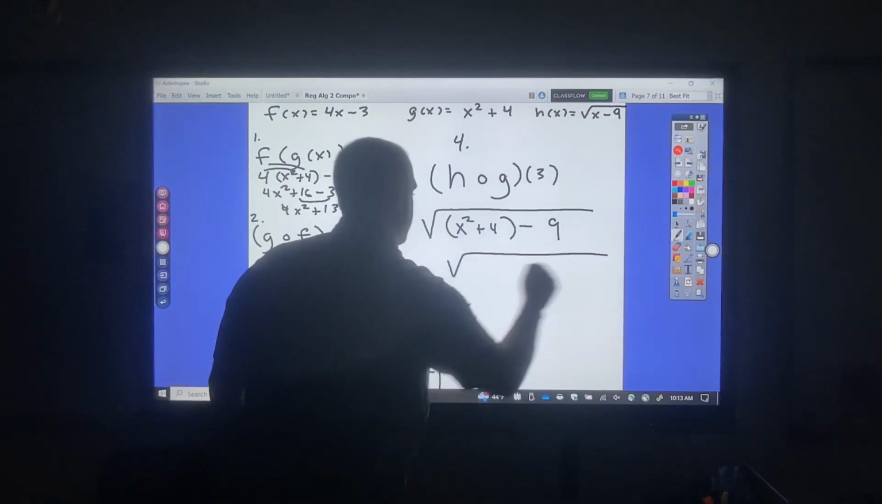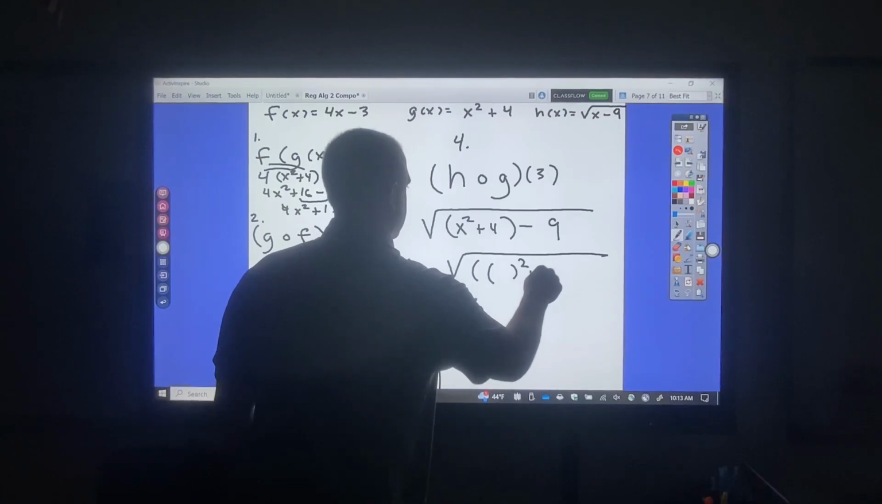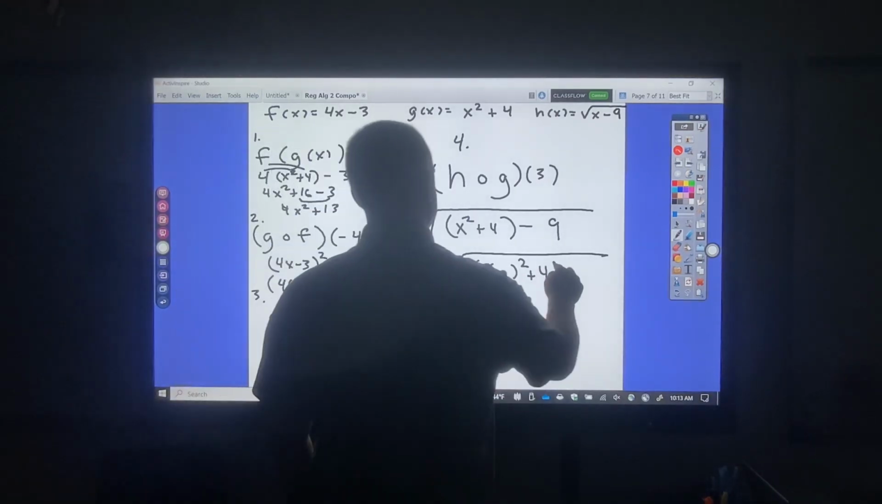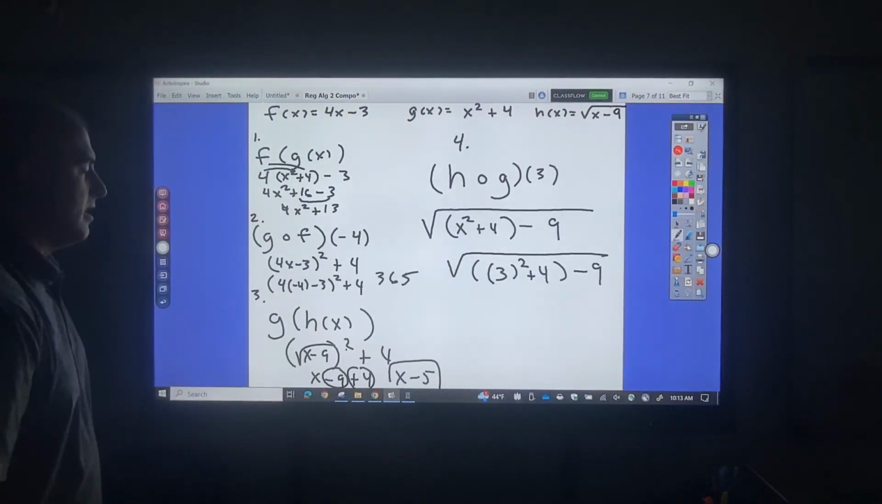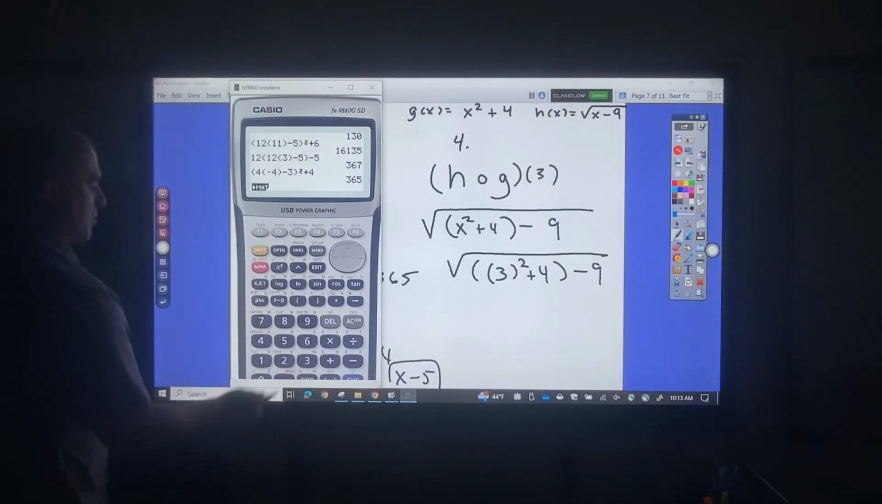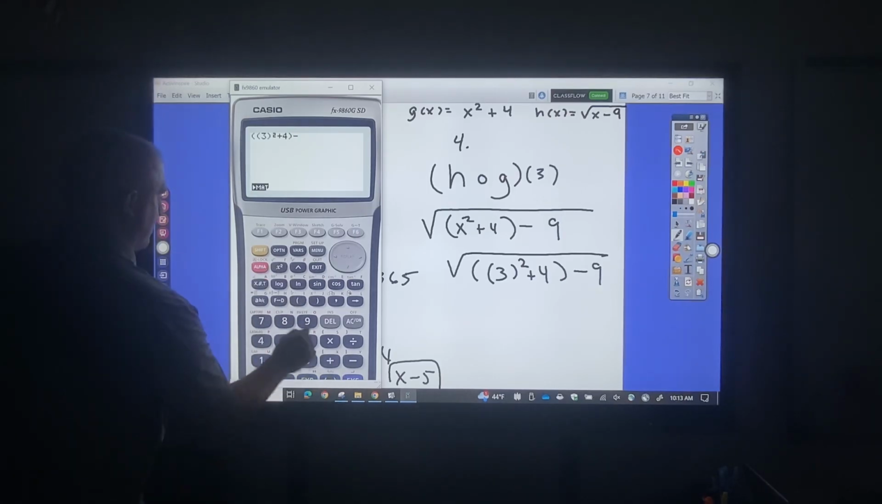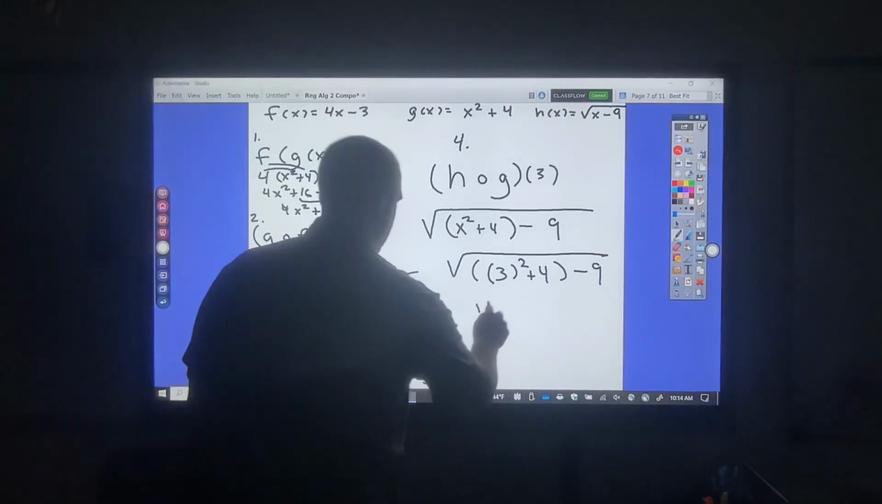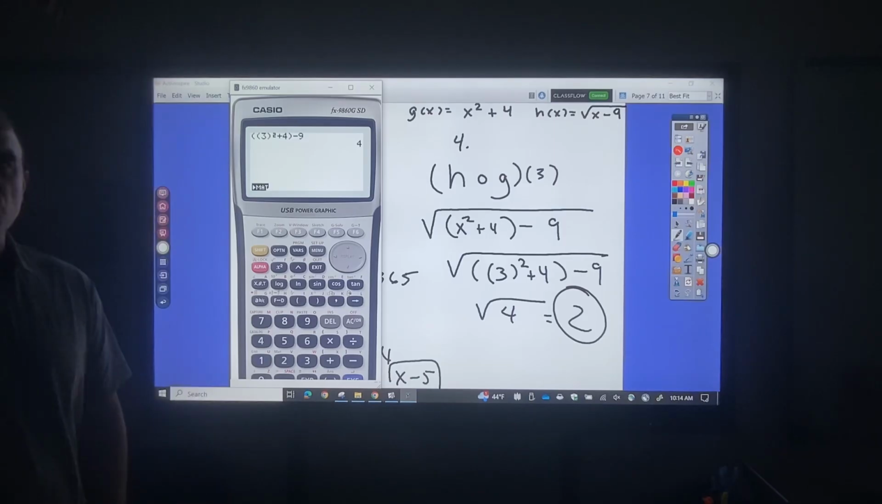Since it's a number, let's remove the x one more time. Okay, and I'm going to put a 3 in there. Now we got to be careful here as we type this in, because you may want to just type the under part in first. Let's do parentheses, 3 squared plus 4, close the parentheses, minus 9. That gives me 4. And then I would just take the square root of 4, which gives me 2. That's probably an easier way to do that.